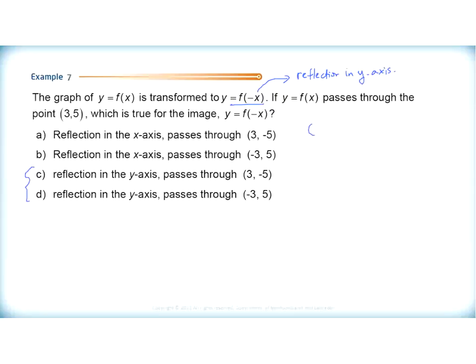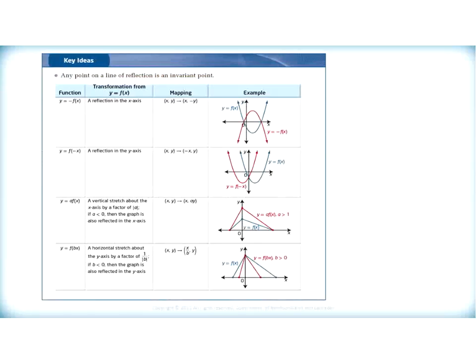And all we need to do is create a mapping rule for our new function. (x, y) maps to, reflection in the y-axis, so (-x, y). So the point (3, 5) will be mapped to (-3, 5). Correct answer is D. Okay, I think that's the last example.